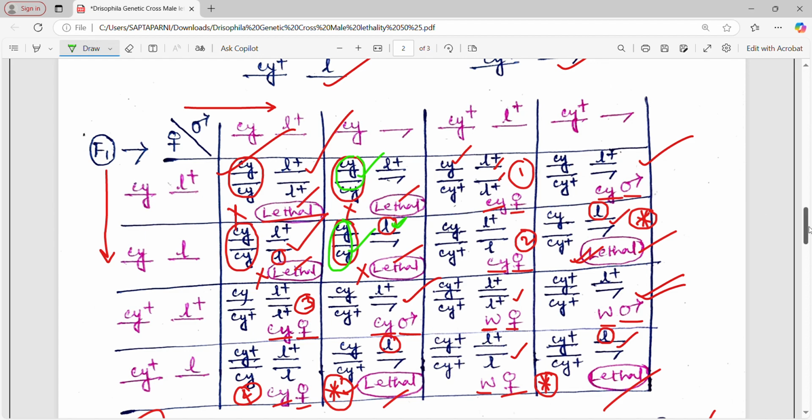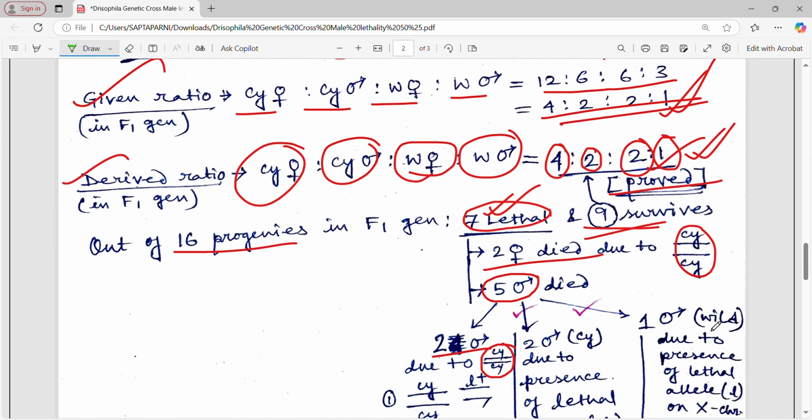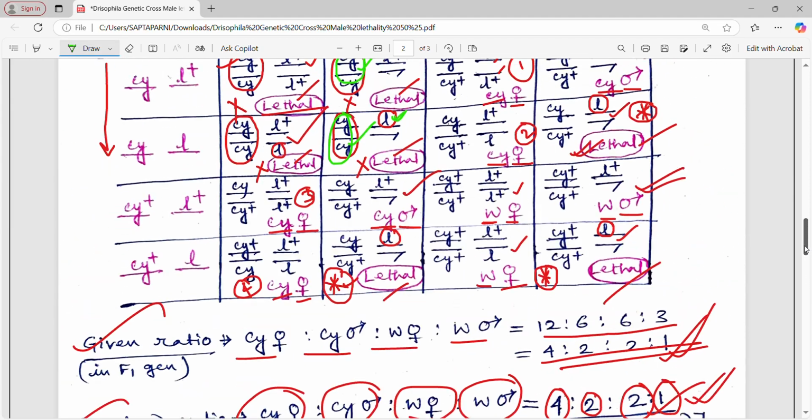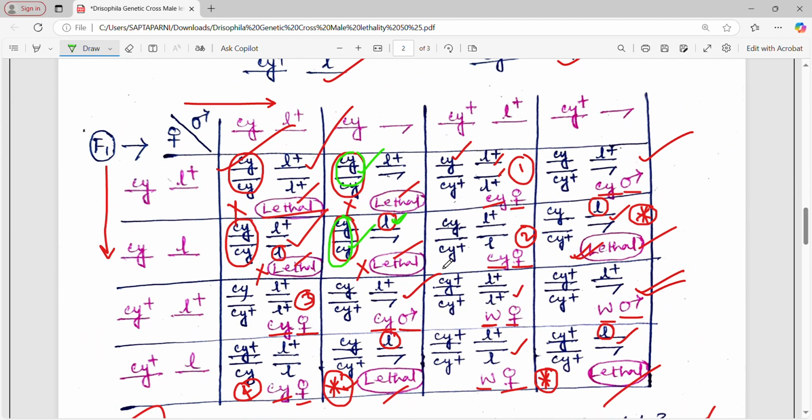On the other hand, you can see 2 males are dead due to presence of only lethal alleles on the X chromosome. Their genotype is Cy plus/Cy, L on the X chromosome, and Cy plus/Cy with X chromosome carrying L allele and another Y chromosome. So where are those 2 males? See here, this male has Cy plus/Cy. That means it is not dead due to Curly mutation. It is dead due to presence of lethal allele on its single X chromosome.